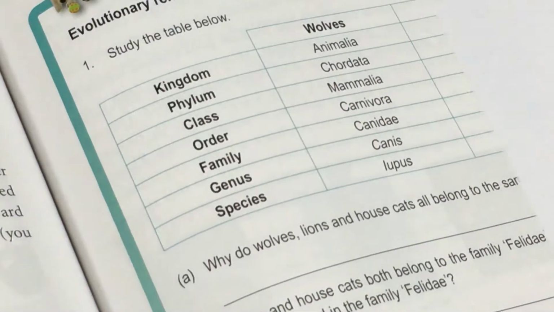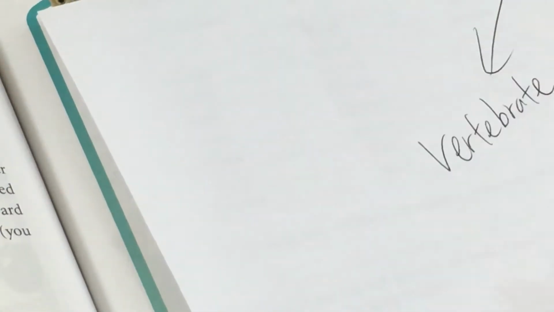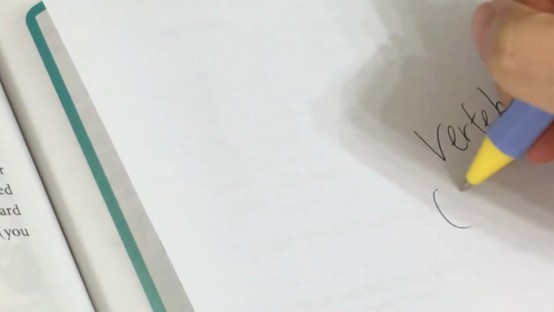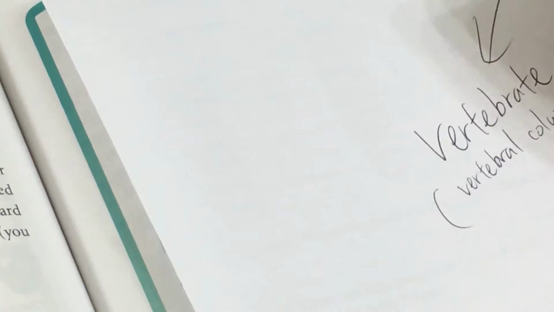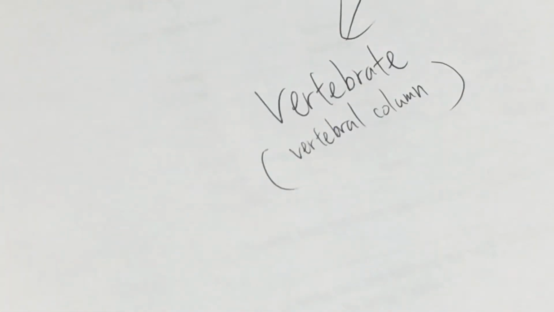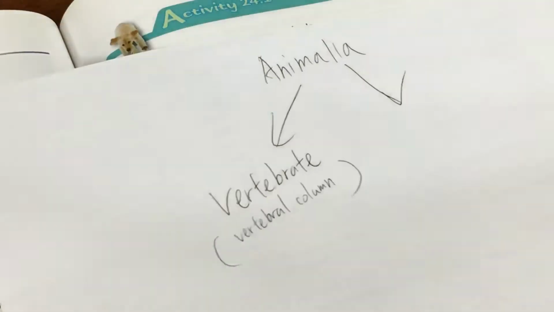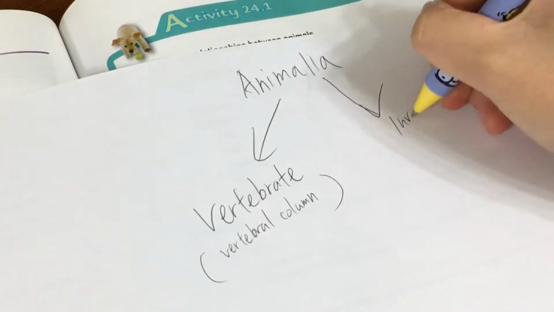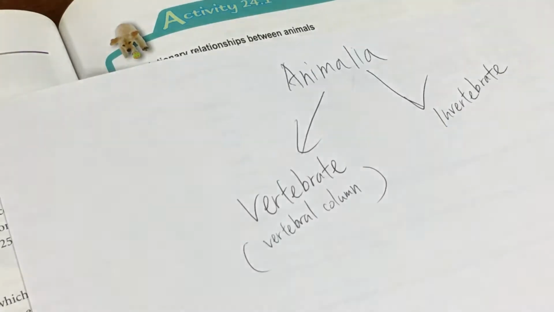You need to remember that normally when we talk about Animalia, there are 2 branches. One will be vertebrate. That means with the vertebral column, which is a kind of bone. Remember, it's a kind of bone, not cartilage. And then the other one will be invertebrate. But these are just some biological terms.